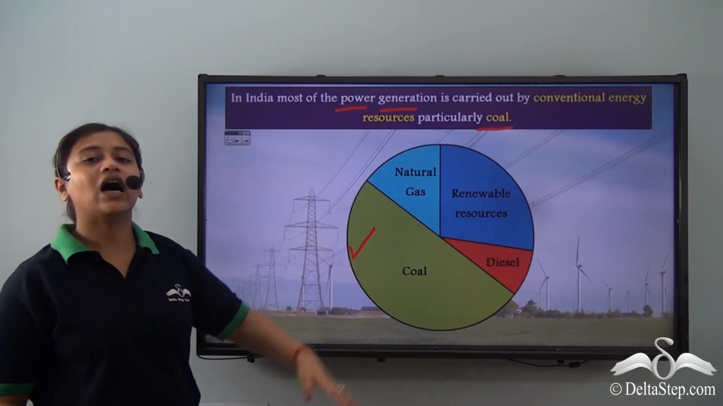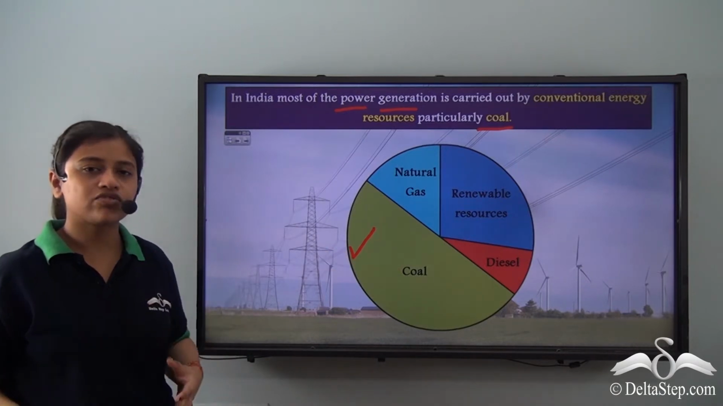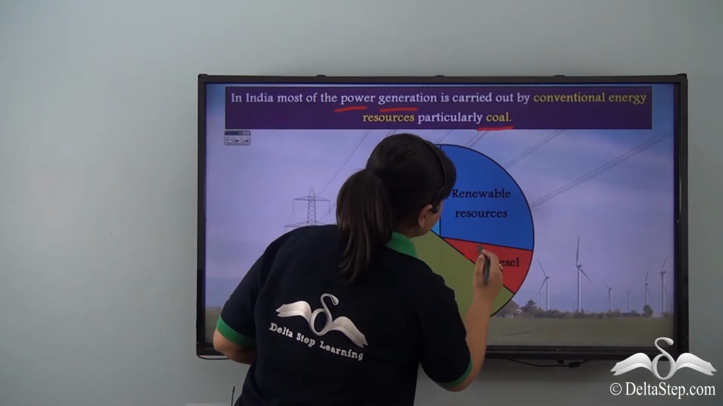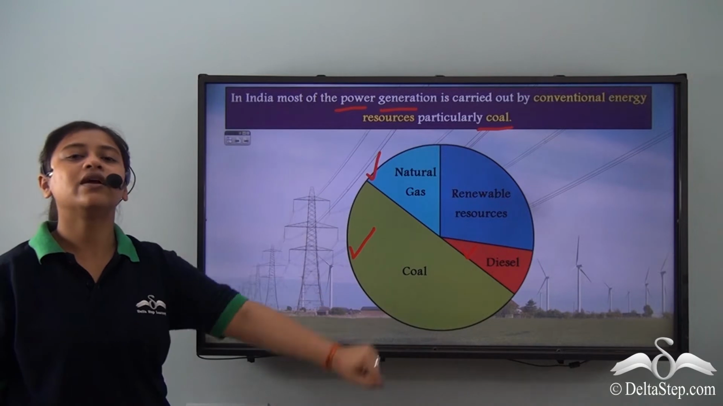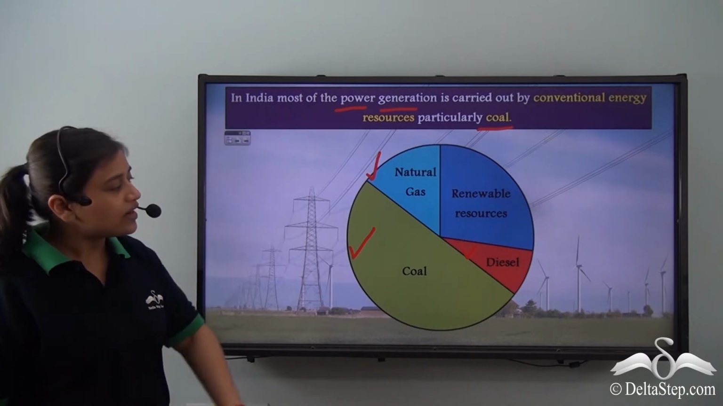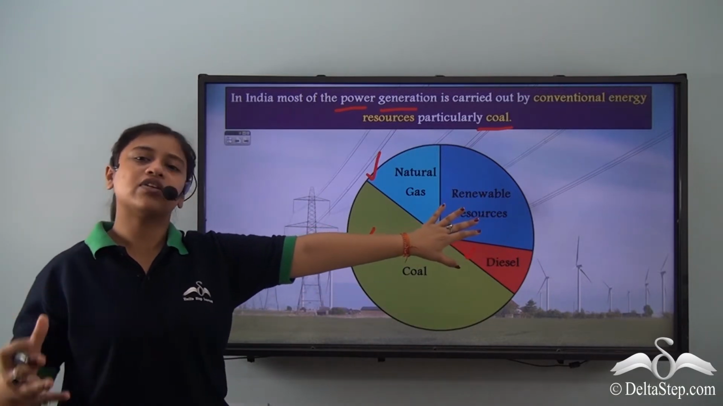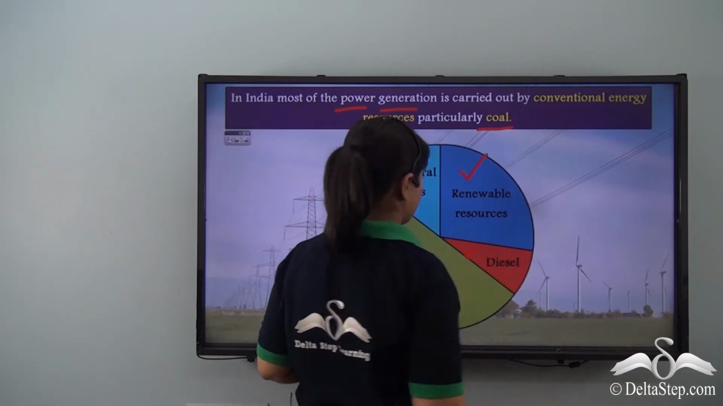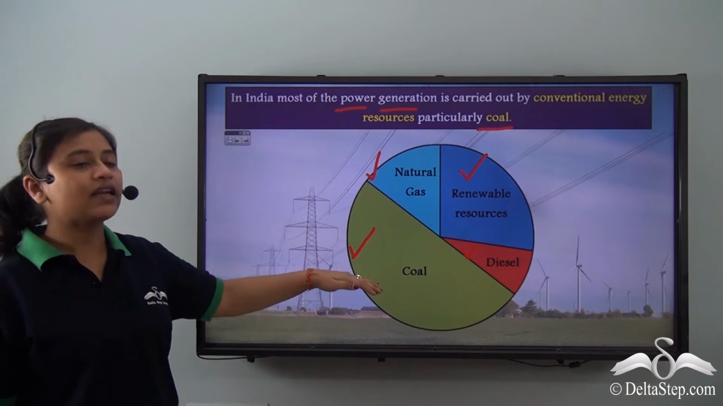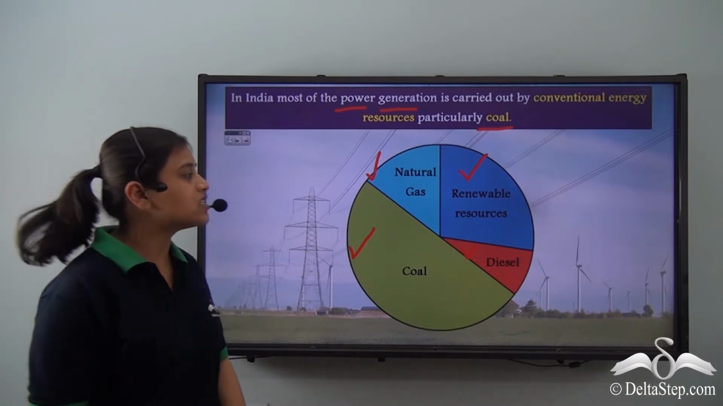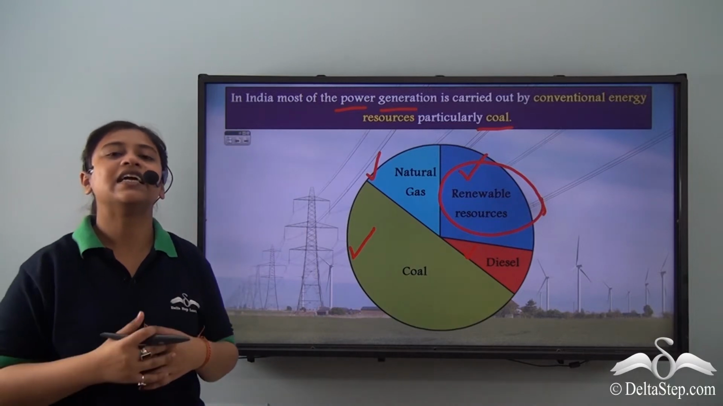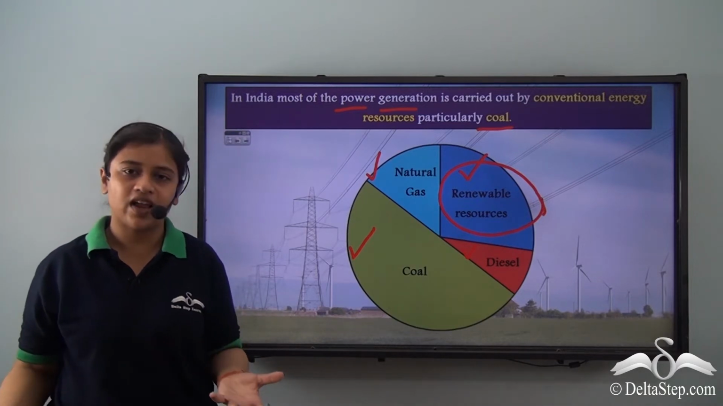Other than coal, other conventional sources used to generate electricity are natural gas and diesel, which is a petroleum based fuel. Only 40% or nearly 40% of the share is held by renewable resources. So you see that coal is much more in comparison to the entire renewable resource capacity to generate electricity or any other form of energy.